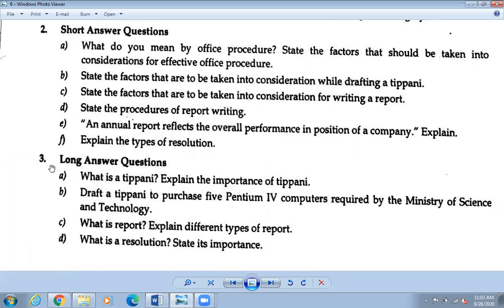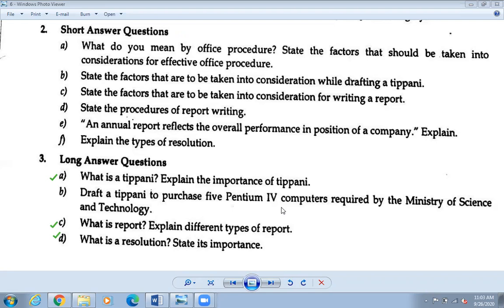Now let us see what we have done in question number 3 also. Okay, so in question number 3, we have done number 3a. What is a notice? Importance of a notice, we have done it. So if you have not done, please do it. So what is a report also we have done. What is a resolution and its importance also we have done it. That means what is left? Draft of a notice to purchase 5 Pentium 5 computers required by the Ministry of Science and Technology. Okay, so that means we need to purchase the computers. Is it?